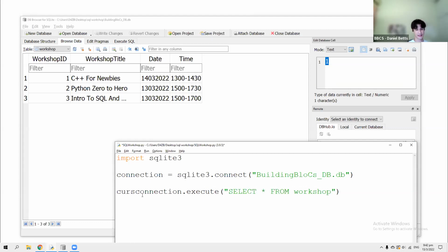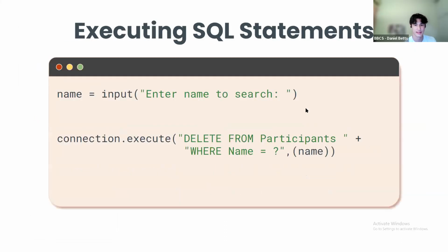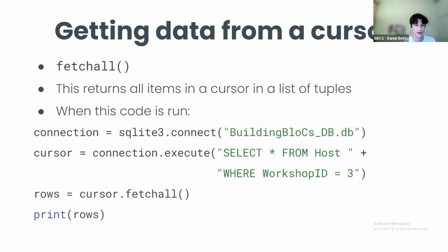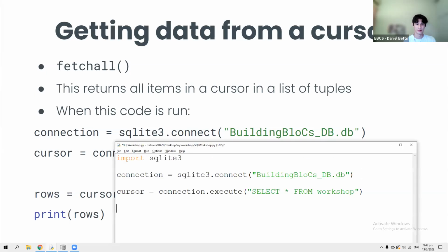Maybe we didn't give this a variable, so let's go cursor. This is the cursor. Remember, when you use an execute statement, it returns a cursor, but we have to read from that cursor. There are different ways of reading from a cursor, and I would use fetchall because it returns a list of tuples and it's very easy to work with if you want to do anything further through Python. So we can do rows equals cursor.fetchall.